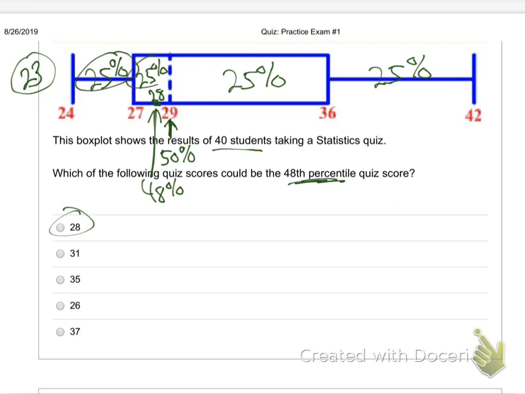That's from remembering that all these sections are 25. That's what a box plot always does, it breaks the data into four quarters, four 25% sections. So 48% is just below 50, just below the median. So like 28 is perfect.